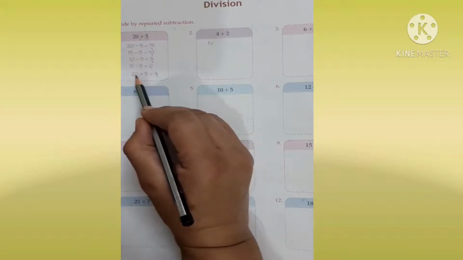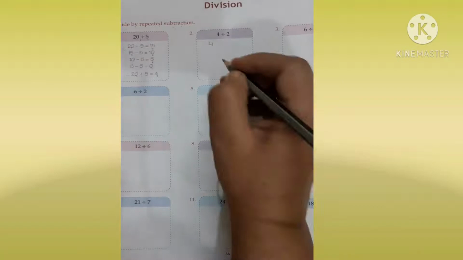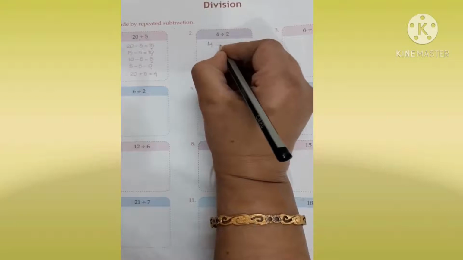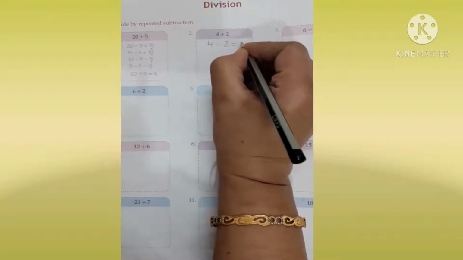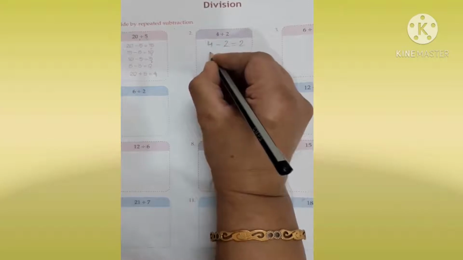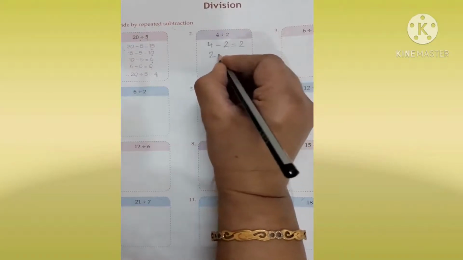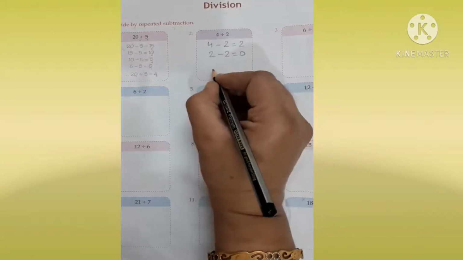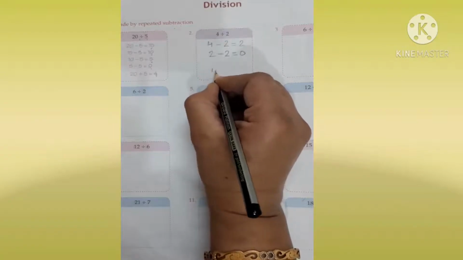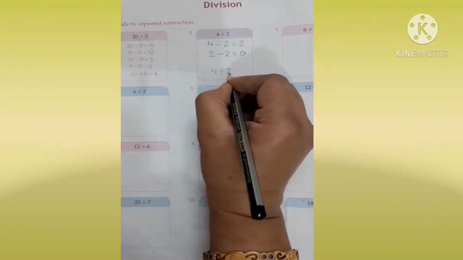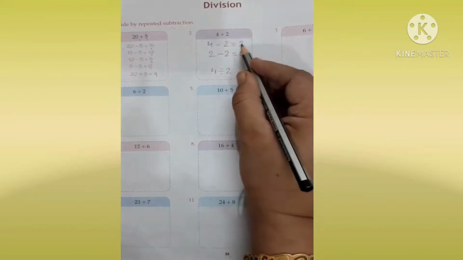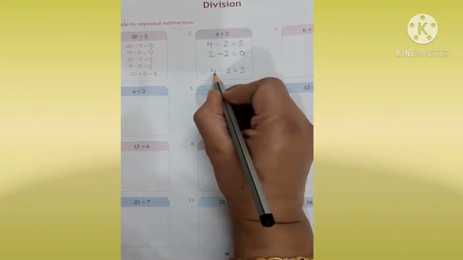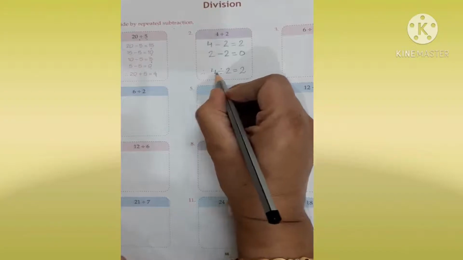Second, 4 divided by 2. 4 minus 2 is equal to 2. Then 2 minus 2 is equal to 0. That means 4 divided by 2 is 2 times, equal to 2. 2 twos are 4.